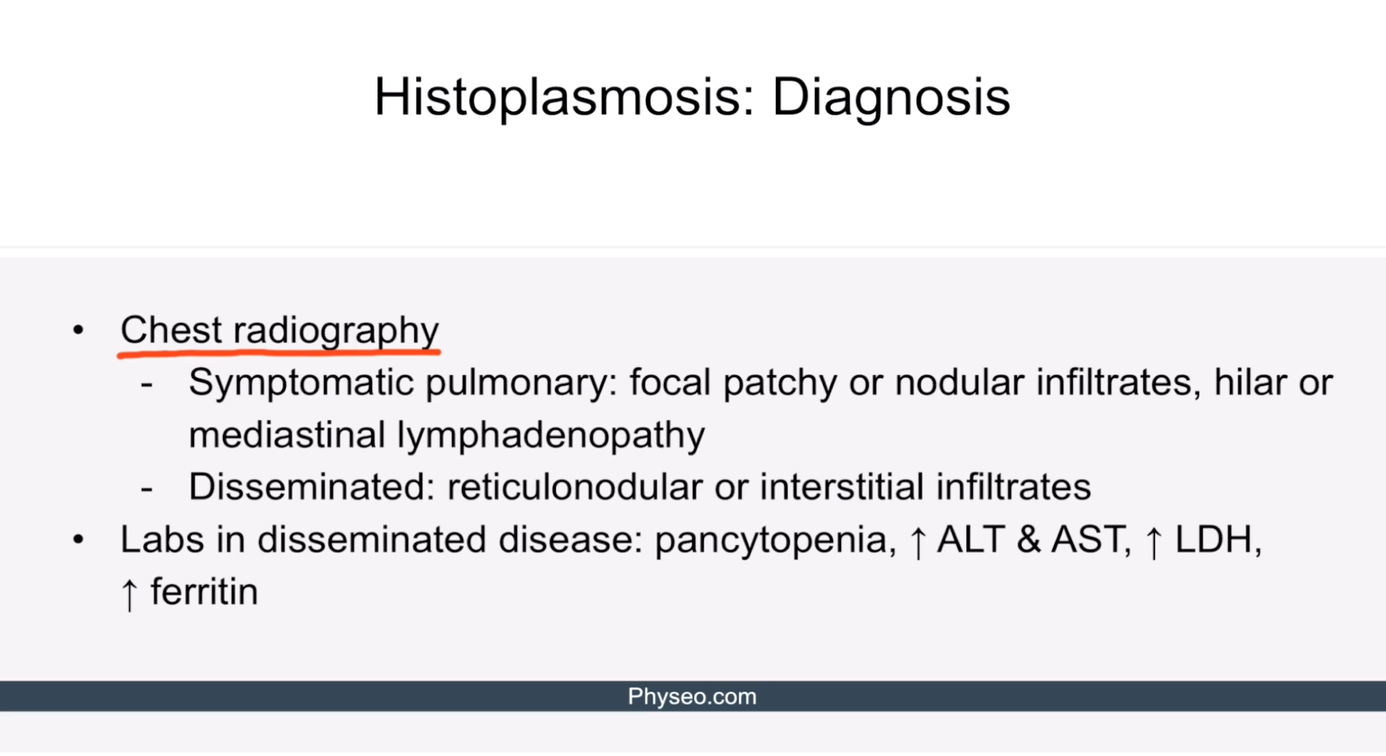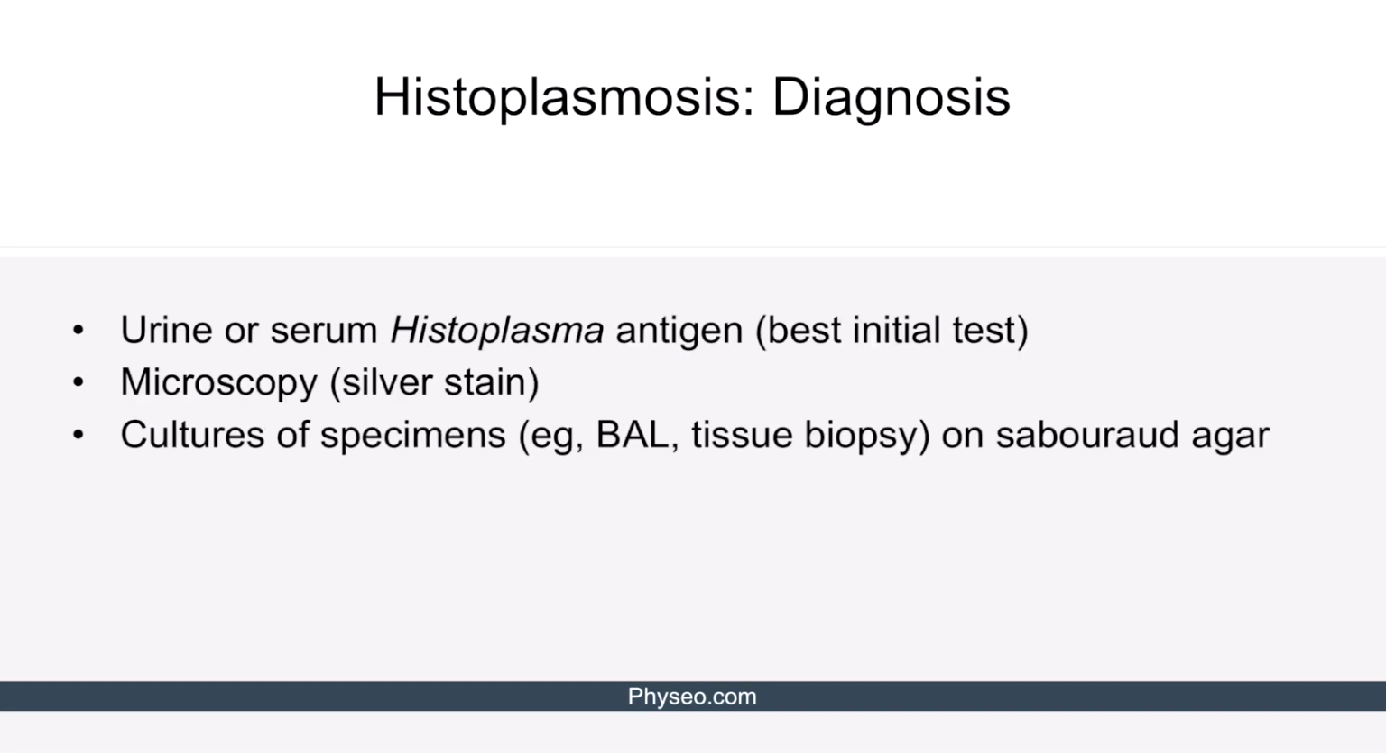And when it comes to disseminated disease, laboratory findings include pancytopenia, elevated serum alanine aminotransferase, so ALT, and aspartate aminotransferase, AST, and elevated LDH and elevated ferritin. But those tests don't necessarily tell you that it's histoplasmosis specifically, but they're logical tests to get in a patient with systemic infection or systemic signs of infection or pulmonary symptoms. And that makes sense. You'd get liver function tests, you get a chest x-ray, and things like that. But once you suspect histoplasmosis, you want to get a urine or serum-specific histoplasma antigen test.